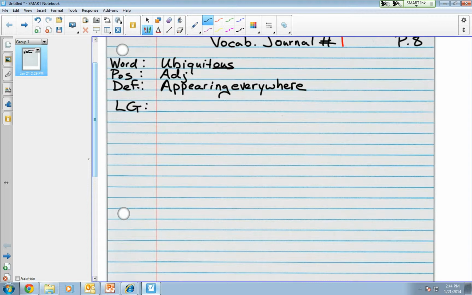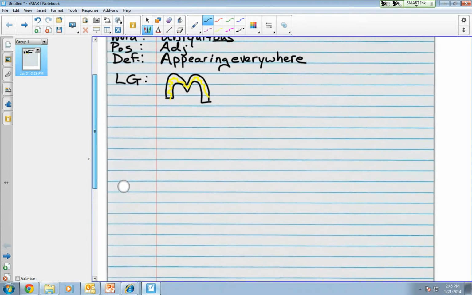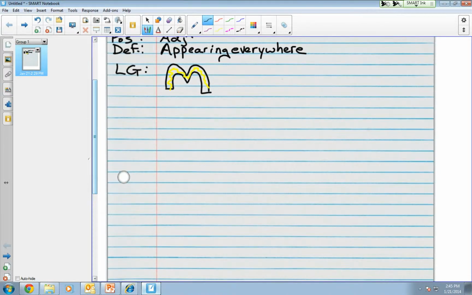So, when I think of the word ubiquitous, what I think of is McDonald's. Those, to me, are something that appears everywhere. So, for a logograph, I might draw the McDonald's arches. And again, it doesn't have to be perfect, right? But you get the idea. If I wanted to, I could color that in, and I do want to, so I did. All right. Now, again, not a beautiful drawing, but it gets my point across. So, logograph is a McDonald's M. The next thing that I want to do is I want to come up with 2 synonyms.